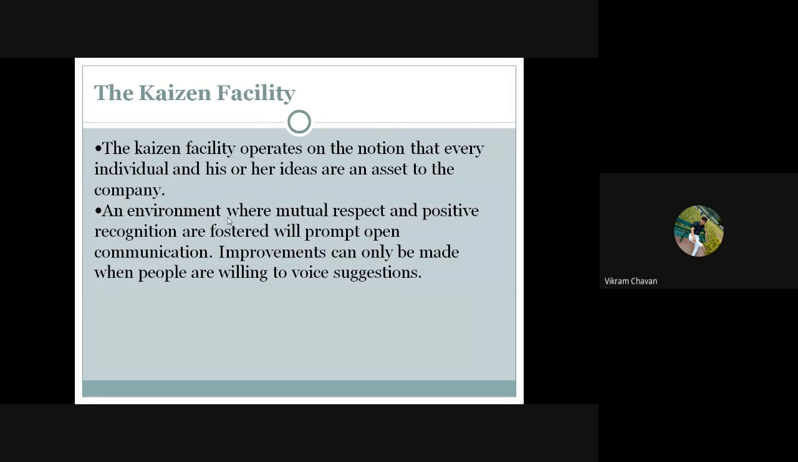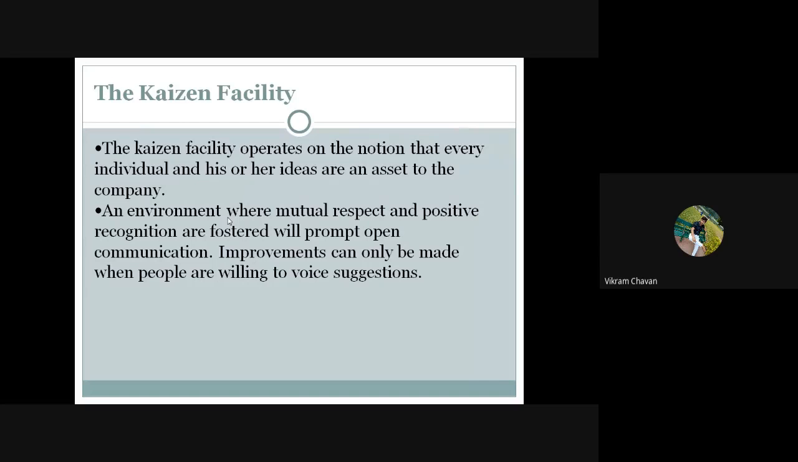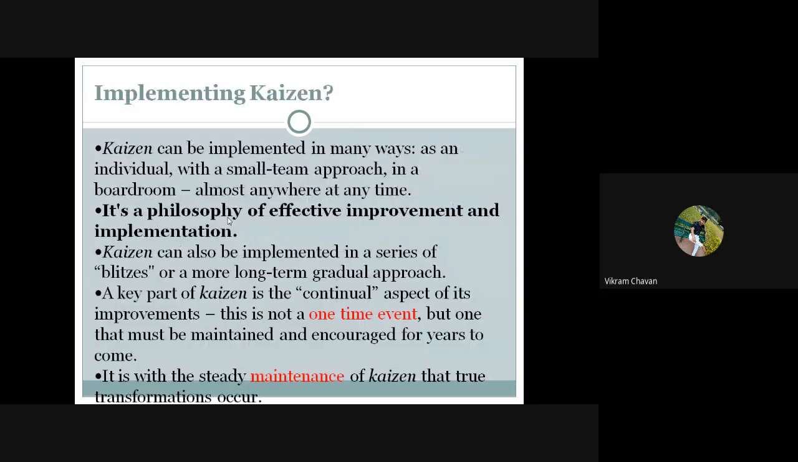Improvements can only be made when people are willing to voice suggestions. Full stop. Okay, write down. Next one.